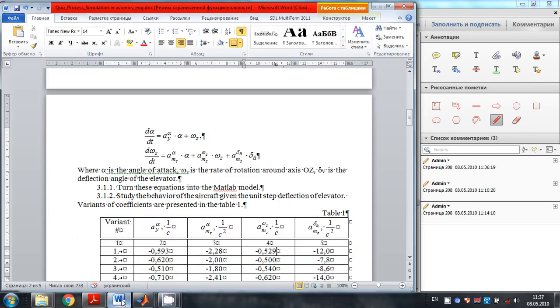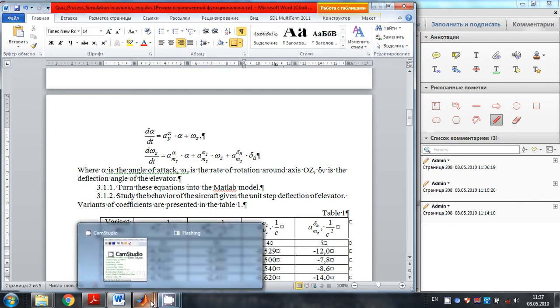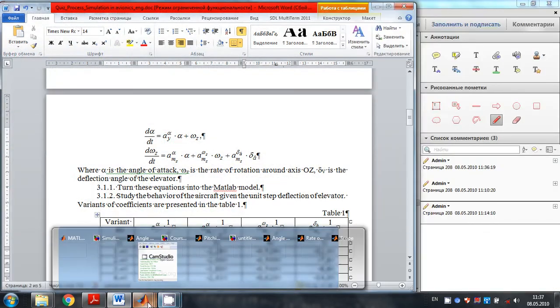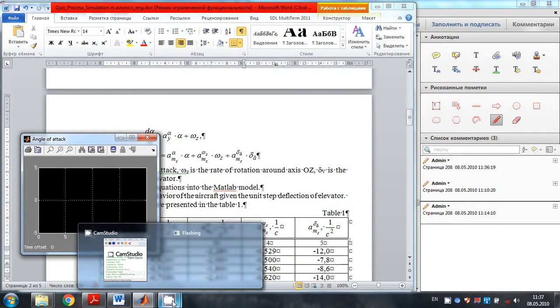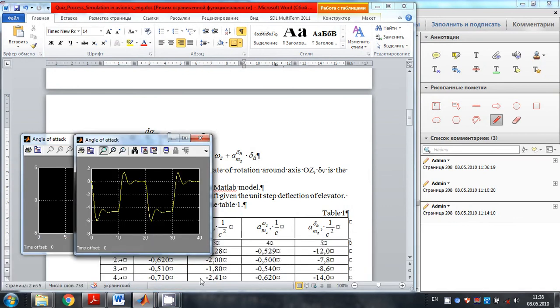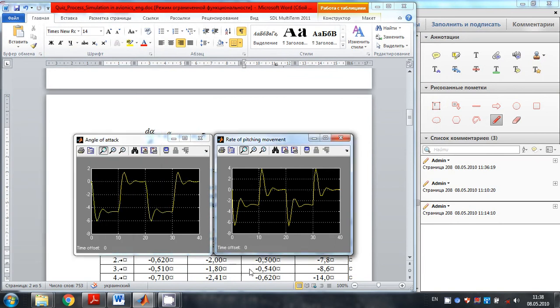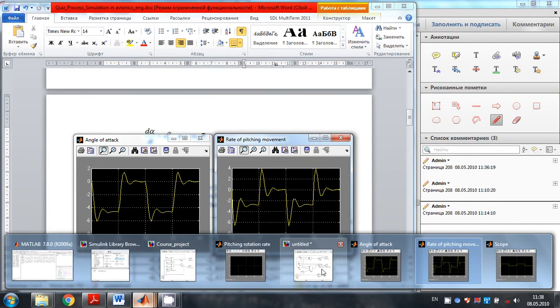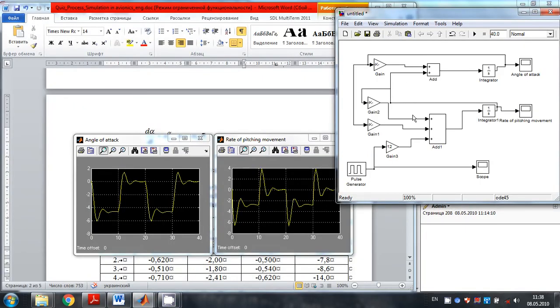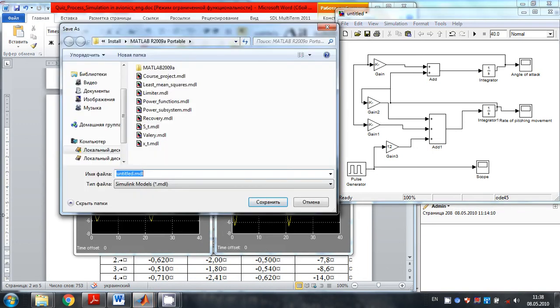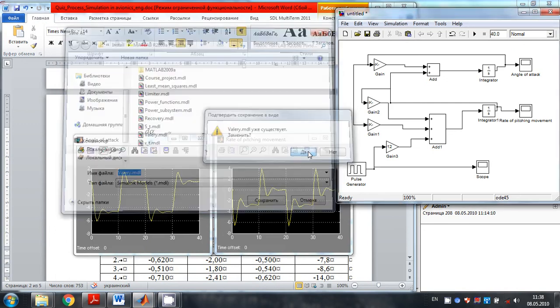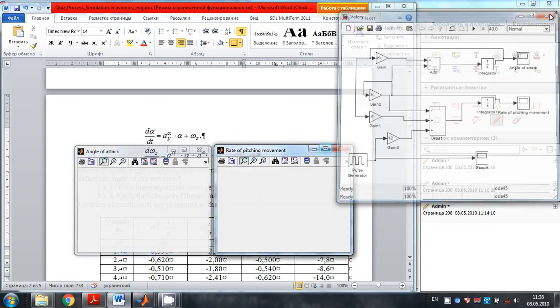We created a formal representation of the system in MATLAB, and we obtained some oscillograms at the output. So again, I'll show you the system. The system is here. You can save it under your name. I'm saving this one under my name. Okay. And I close this one.